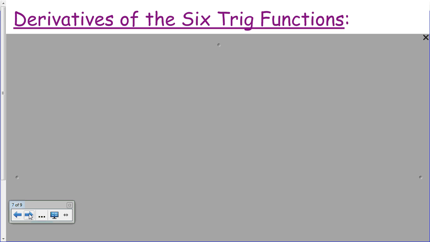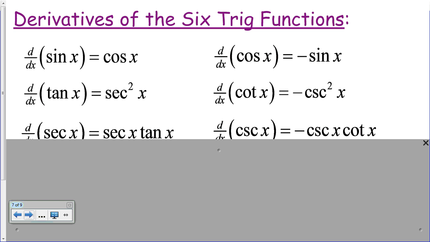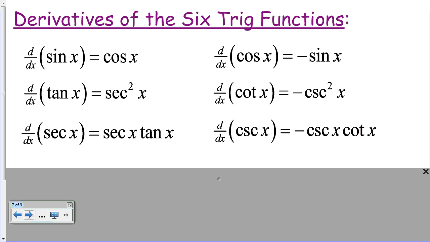All right, so then here are the derivatives of all 6 of our trig functions. And the book kind of splits these up into two columns here, and there's a reason for that. We'll talk about this in just a second. But let's focus on the ones over here on the left side first.